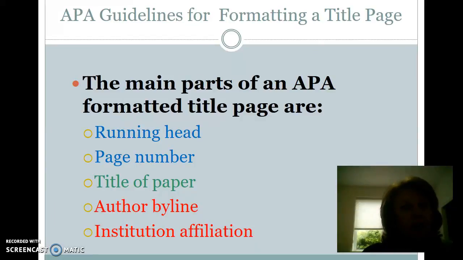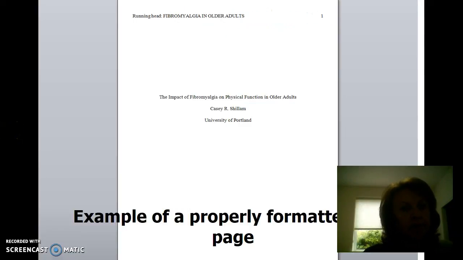So these next few slides are going to talk to you about what it means to format a title page according to APA. This slide tells you the main parts of an APA title page, and these things simply need to be included on your title page, and they need to be included in the proper place on the title page. The author byline, that's simply your name or the names of the other authors that you're working with, and your institutional affiliation is the university you're associated with, and in your case, it's going to be Northwest Christian University.